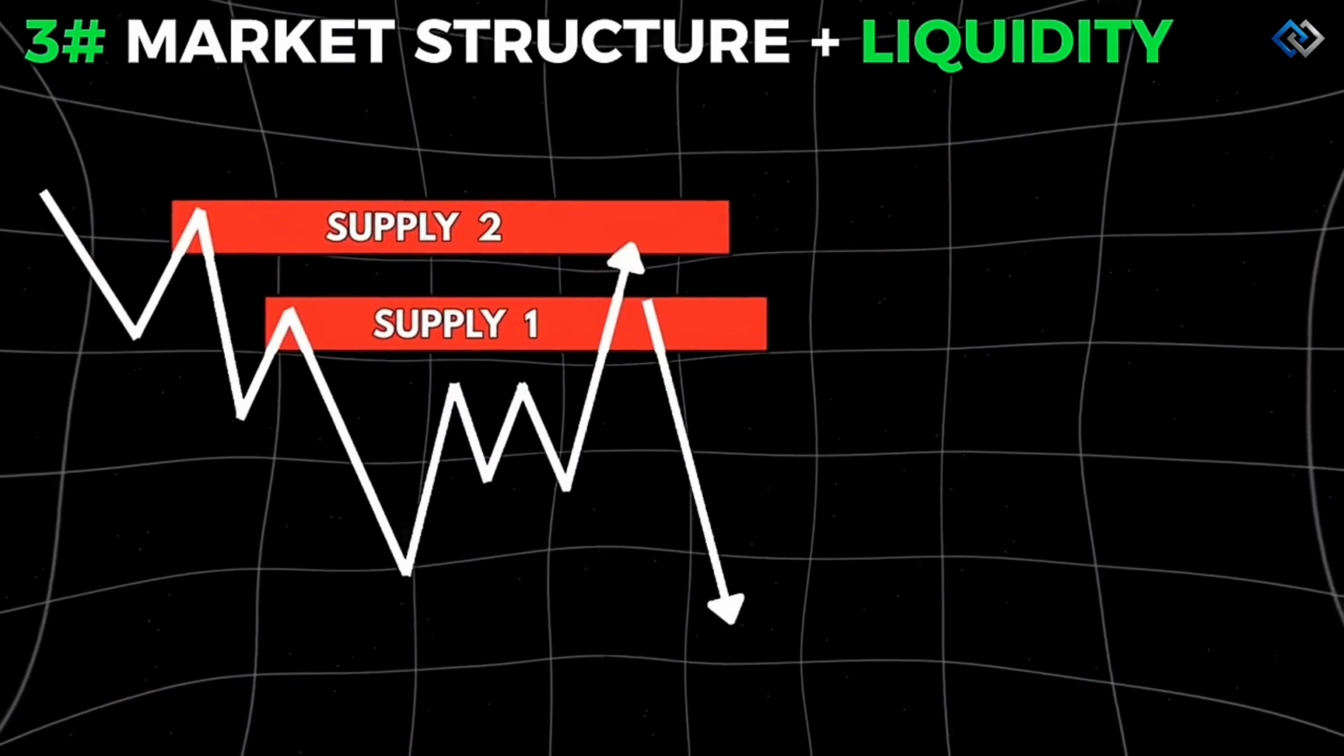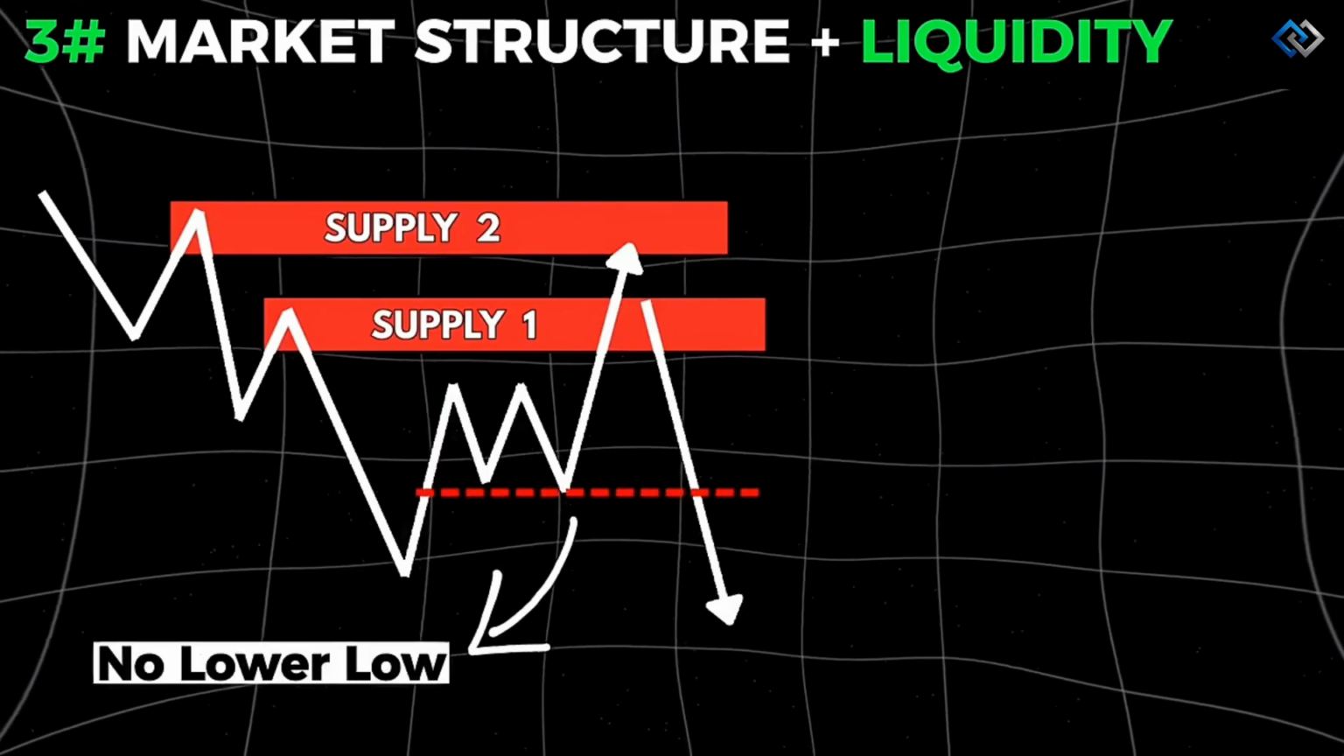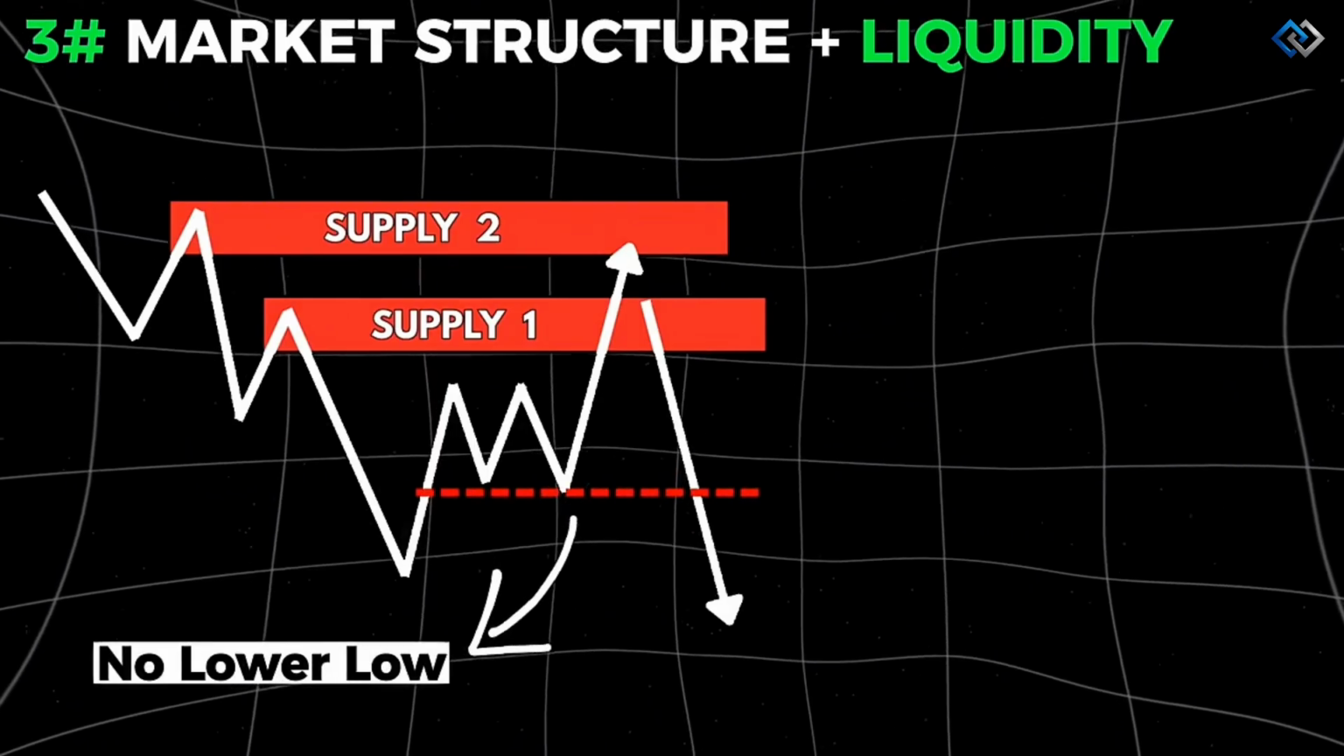Now, let's apply this concept to our earlier example with equal highs. In that scenario, we never saw a clean break of structure or a definitive shift in control.